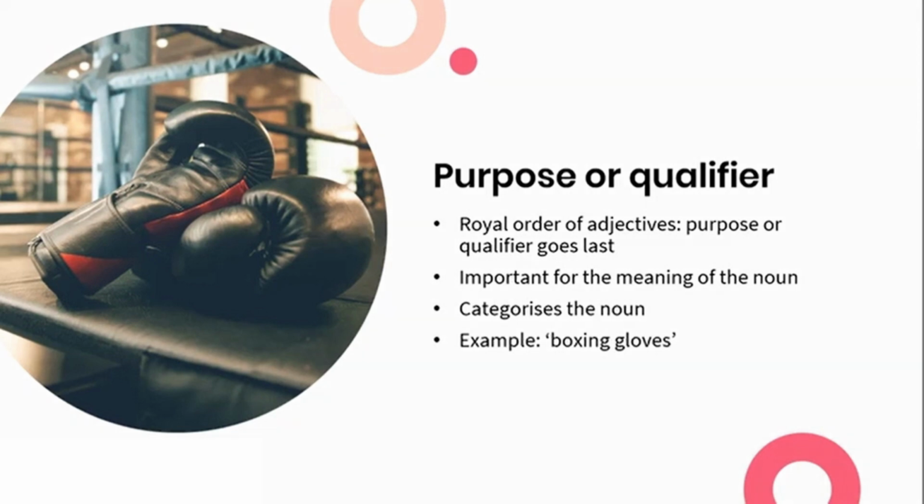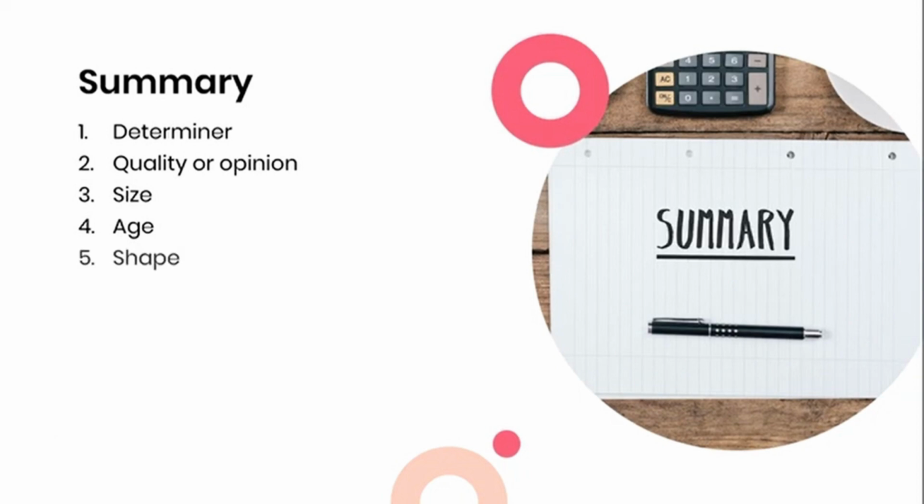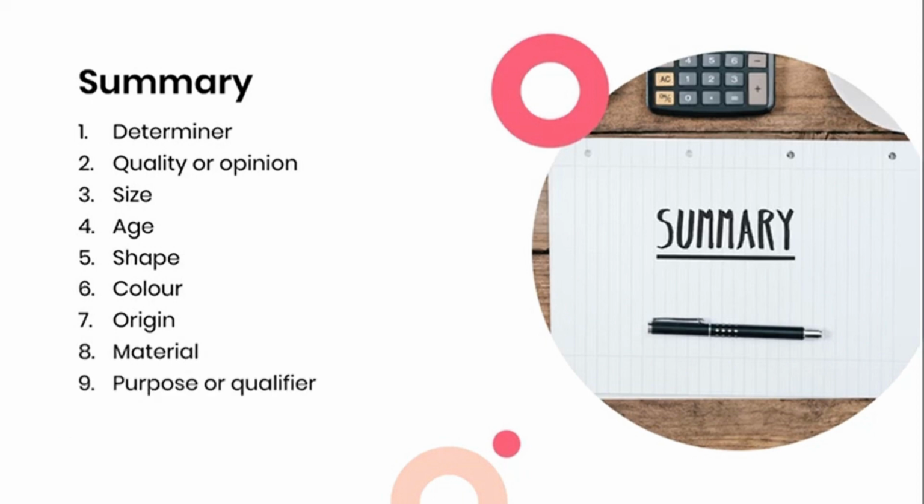If you said the word gloves without specifying that they are boxing gloves, people might assume that you are talking about regular winter gloves. For that reason, this type of adjective is the closest to the noun in the royal order of adjectives. To summarize, the royal order of adjectives is as follows: determiner, quality or opinion, size, age, shape, color, origin, material, and purpose or qualifier.